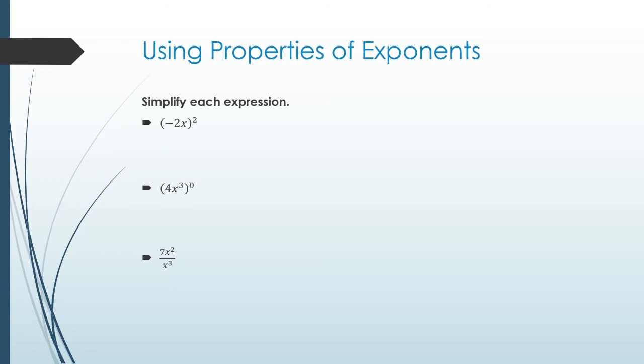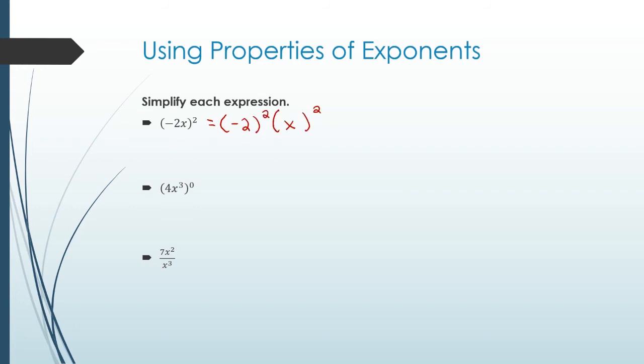We're just following the order of operations and the rules of exponents to simplify. So this first one here, I've got simplify each expression. We have in parentheses negative 2x squared. Because we have more than one thing inside the parentheses, a negative 2 and an x, we're going to distribute.